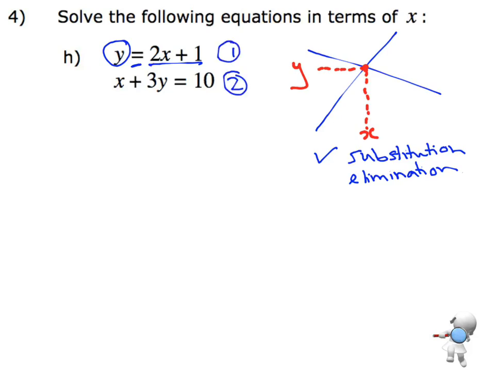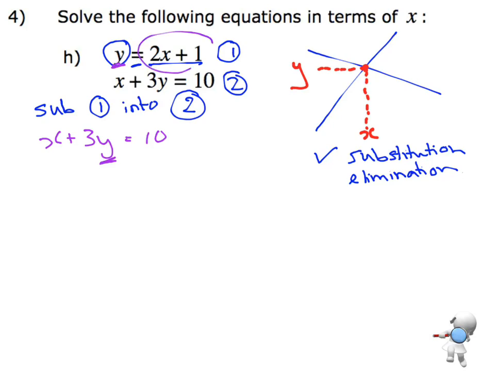What I am now going to do is substitute equation 1 into the second equation. So I'm going to write down my second equation, x plus 3y equals 10. And now in place of the y, I'm going to replace that y with something that's equal to y, which is 2x plus 1. So I'm going to get x plus 3 times (2x plus 1) is equal to 10. So I've just done that substitution.